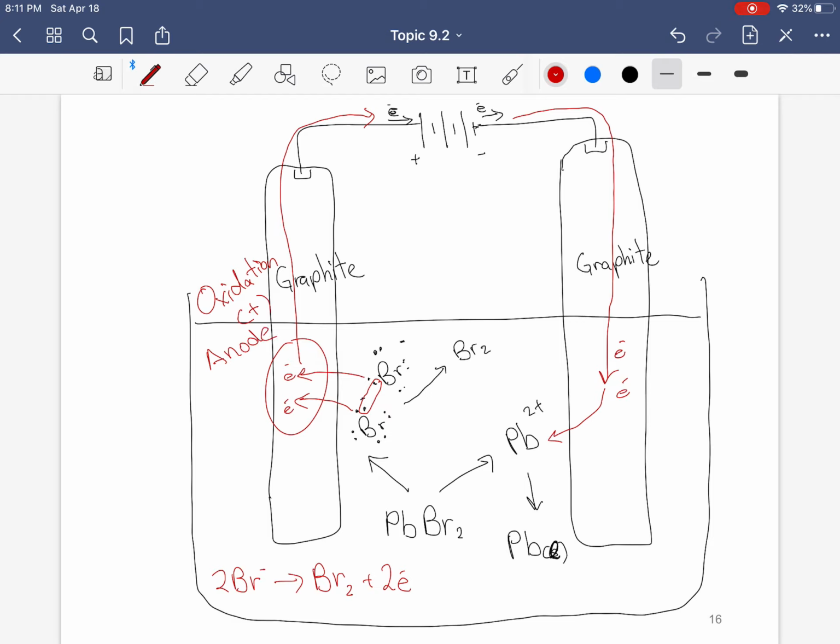Anode. So right here we saw Pb2+ getting electrons from the graphite to become Pb. Obviously a reduction. And that's negative for an electrolytic cell, for this cathode. All right. Hopefully you can draw one of these too.